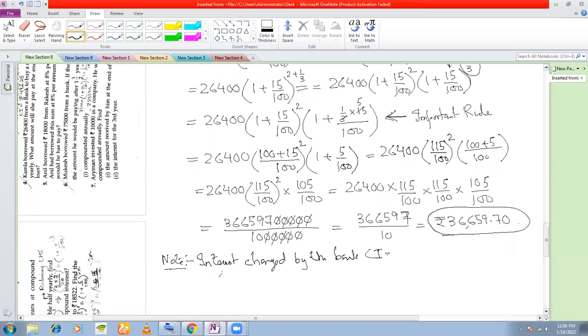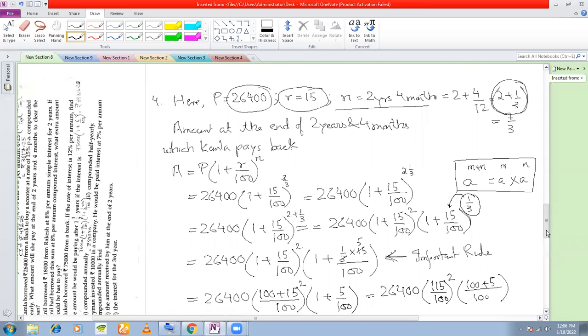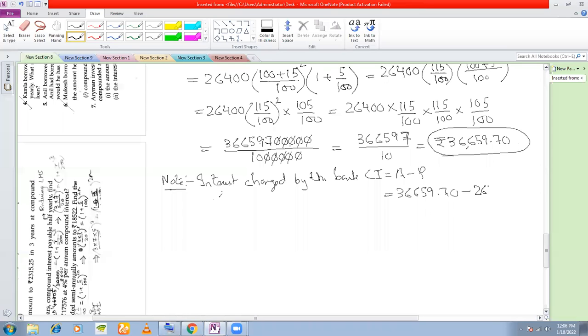CI is amount minus principal. Amount is 36,659.7 minus, and how much did she borrow from the bank? 26,400, right? So how much is this? 10,259 and 70 paise. This is the extra amount that she is paying to the bank as interest.